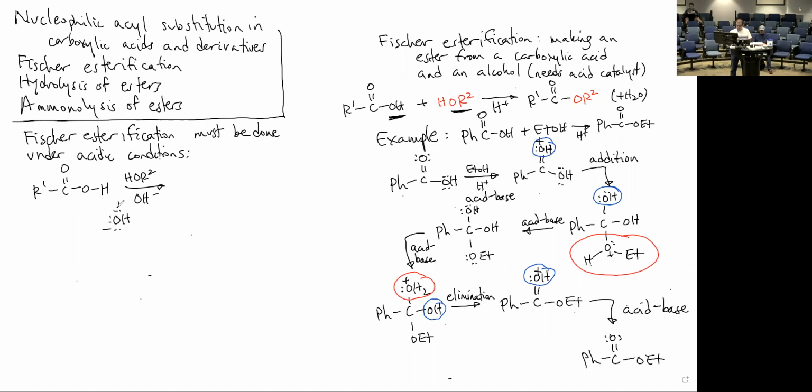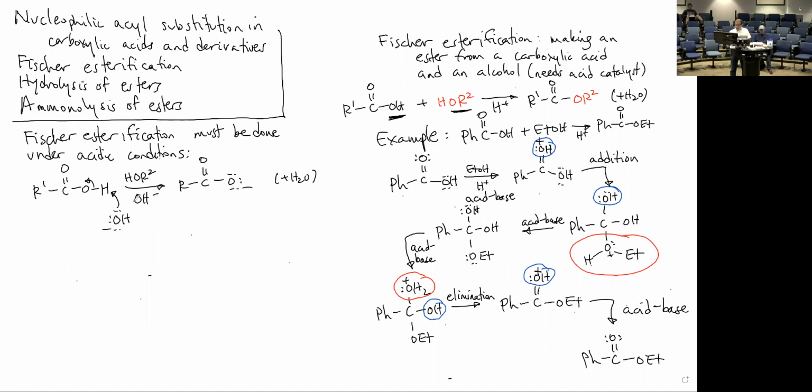And here I don't mind showing the mechanism because it's just one step. The base reaches out and grabs the proton off of the carboxylic acid. We break the oxygen-hydrogen bond, and we get the salt plus water. OH minus plus H plus gives you water. And so that's the reason why it must be done under acidic conditions, not alkaline.